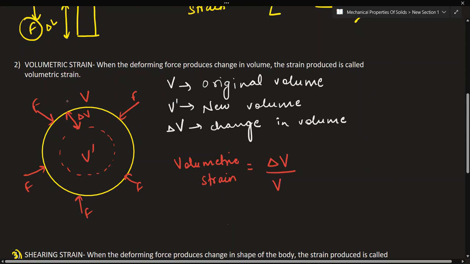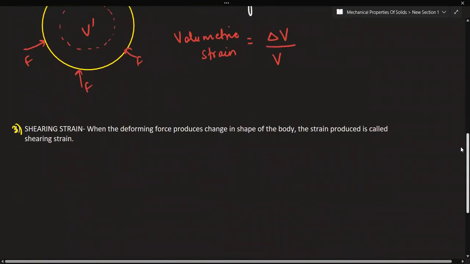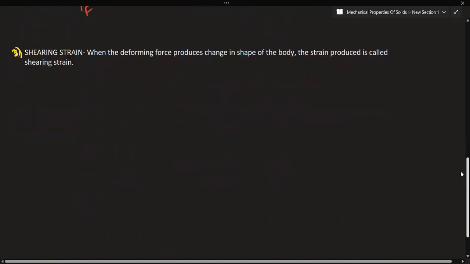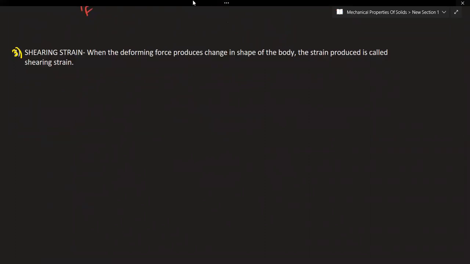What is volumetric strain? If the deforming force produces a change in volume alone. If the deforming force produces change in length, then that is known as longitudinal strain. And if the deforming force produces change in volume, then the strain produced is known as volumetric strain. Now we have the last type of strain. Let's discuss this also.